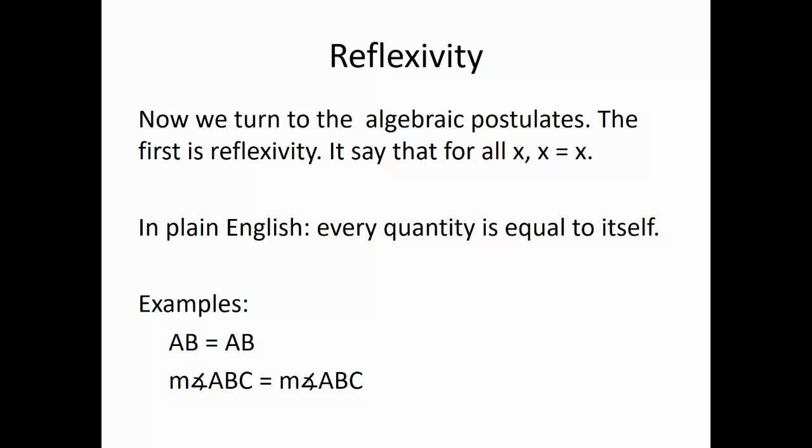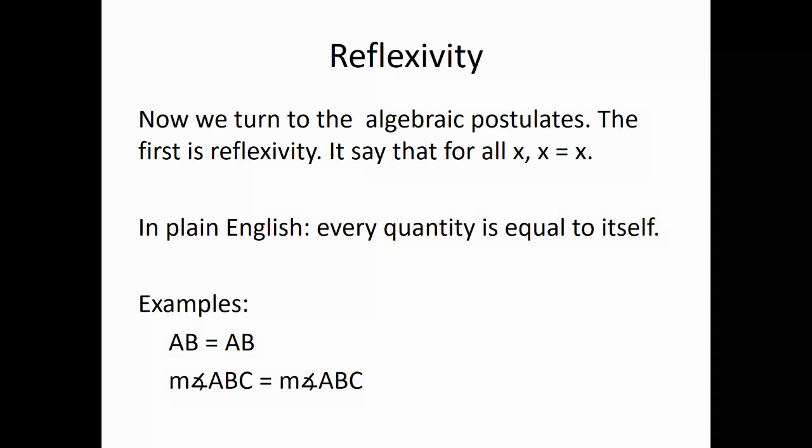So the first of our algebraic postulates is called reflexivity. It says that for all x, x is equal to x, or in plain English, every quantity is equal to itself. And of course, you will find this quite obviously true, and you might well wonder how this could be useful. You will see, I promise, in chapter 4 on a topic called congruence, where this comes up, and it will be absolutely essential for us.